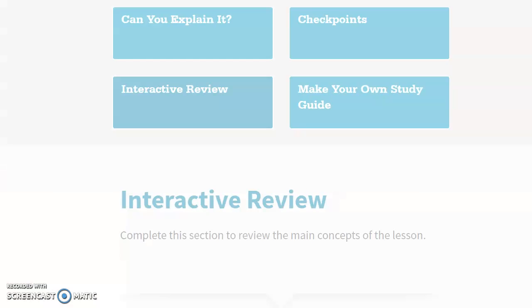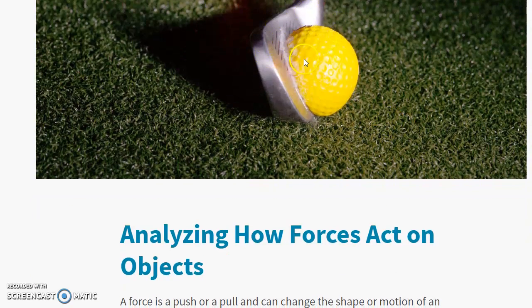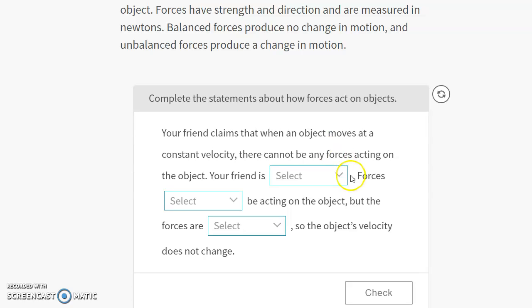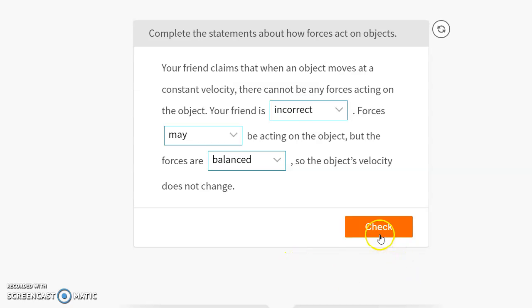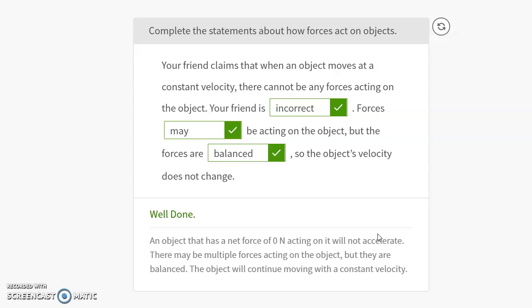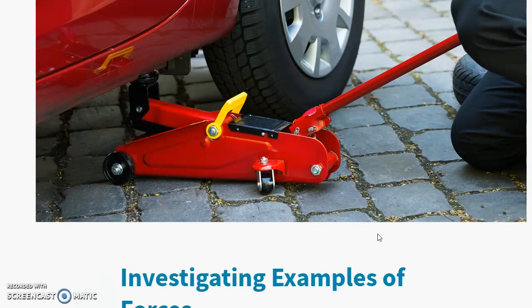Now we're moving on to our interactive review. Remember this, how it was smushed in the golf ball. Your friend claims when an object moves at a constant velocity, there's no forces acting on it. That's incorrect. Forces may be acting on the object, but they could be balanced. So that's why it looks like it's not changing. Even if it has a net force of 0, there's forces acting on it, but they just balance each other out, so it doesn't move.